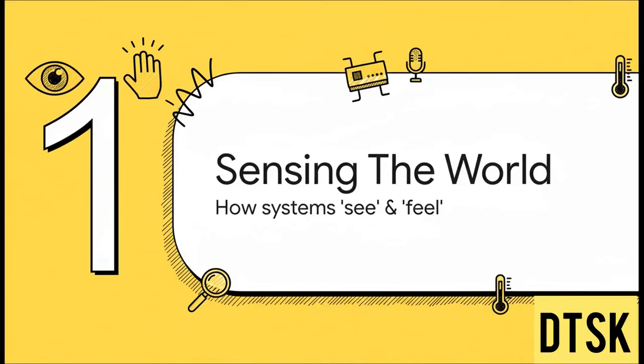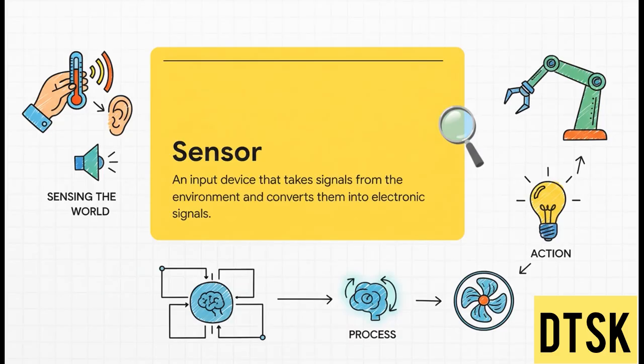Okay, so right off the bat, every single electronic system has to start somewhere. And that somewhere is by interacting with the world. It all kicks off with what are called inputs. You can think of them as the system's eyes and ears. Basically, it senses. And the name for these inputs? Sensors. It's their one and only job to notice something happening in the real world.